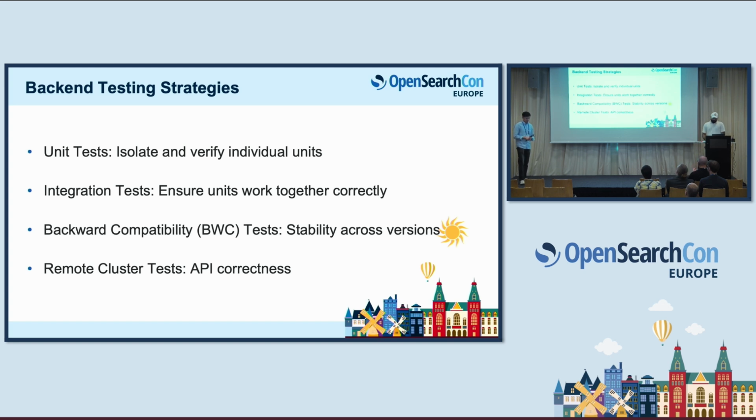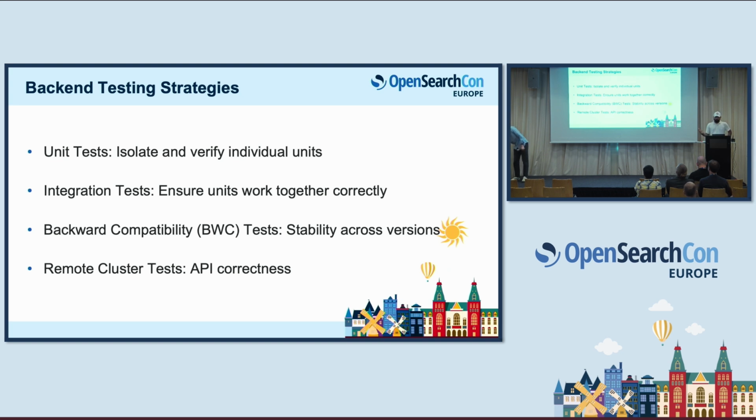Okay, so we learned about the testing strategies for front-end. Now let's take a deeper look at the back-end testing strategies. At the very core, there are 4 tests that are implemented: unit, integration, backwards compatibility, and remote cluster tests. OpenSearch excels at backwards compatibility and remote cluster tests, which I'll be showing a brief demo of after a few slides. Unit tests, as we all know, are about isolating and verifying individual units.